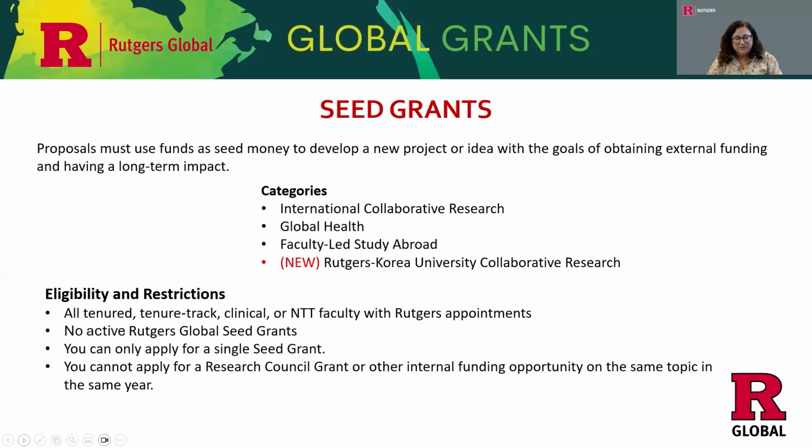And you cannot also, well, there's some nuances there, which I'll talk about when I start talking about the new category. You cannot apply for a research council grant or any of the other internal Rutgers funding opportunities on the same topic. So for example, if you wanted to do coastline research in Indonesia, you can't apply for a global grant and also a research council grant on that same topic. You can apply for a research council grant on a different topic, just not on the same one.